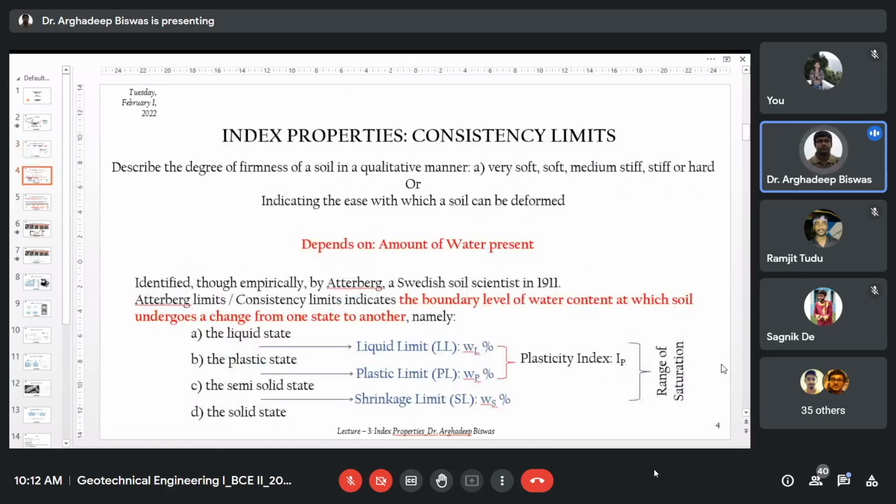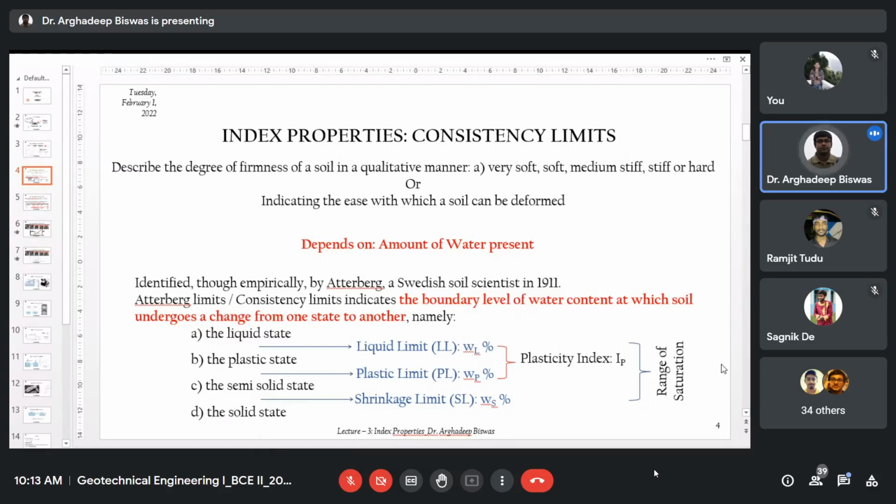Next, the index property applicable for clay soil is what we call consistency limits. It is described as the degree of firmness of a soil in a qualitative manner, not actually quantitative. We have some measurements which bound this qualitative definition. They have segregated this qualitative term like very soft, medium, stiff or hard. So these are the qualitative terms associated with the degree of firmness of clay soil: very soft clay, then soft clay, then medium stiff clay, then stiff or hard clay.